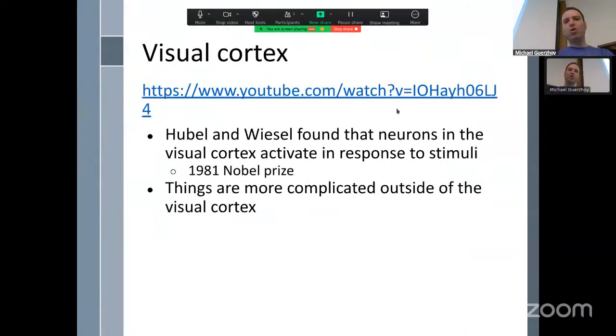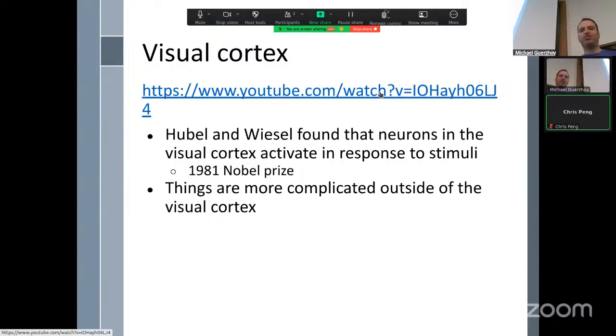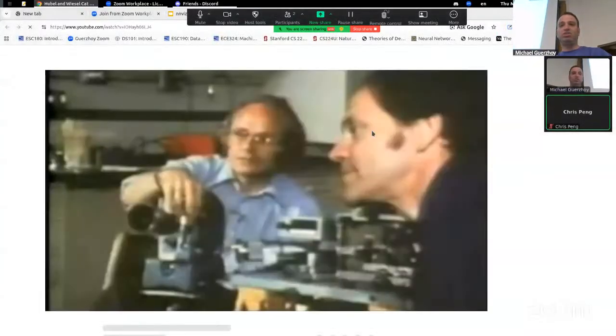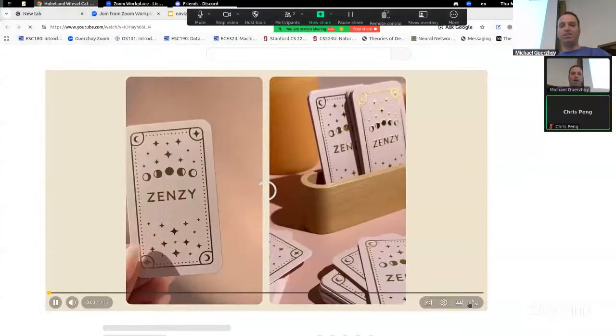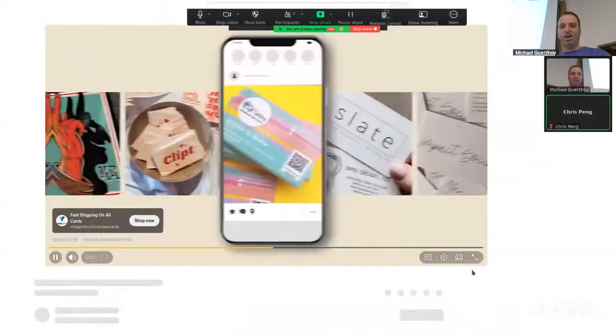Here's what's known about how neurons actually work in the human brain. It's not actually that much. So we know that in the visual cortex, neurons do work kind of the way that I described.